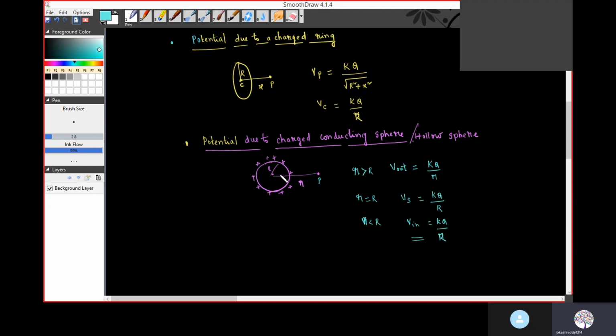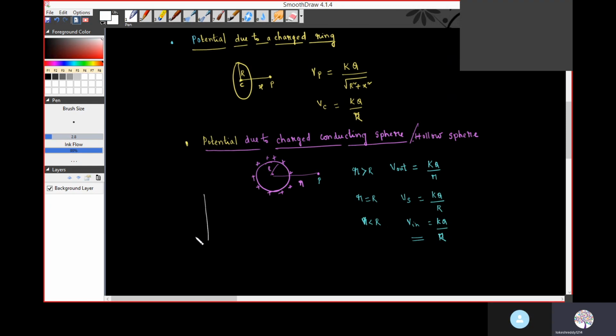Electric field is zero when it is inside, but potential is the same as on the surface. So you may have a question like: on the surface we have 10 volts, then what is the potential inside? Same, 10 volts. Important problem.